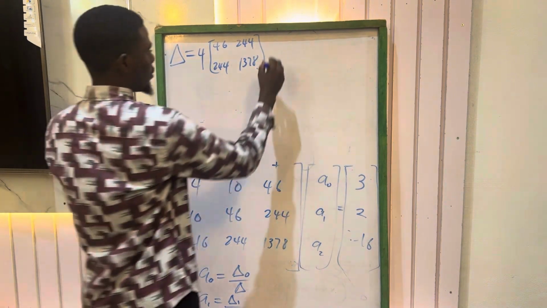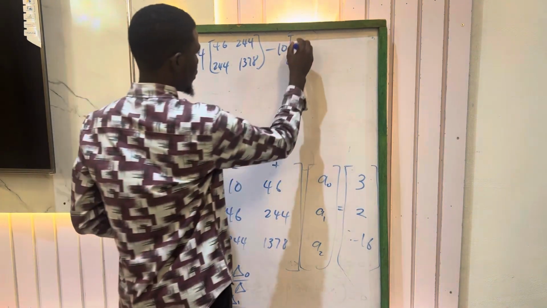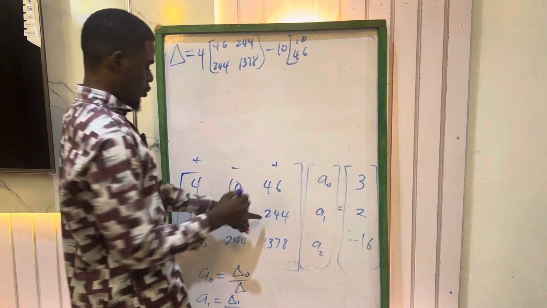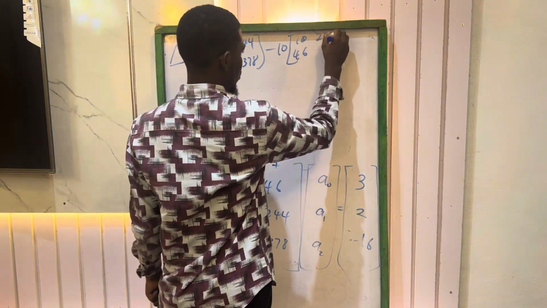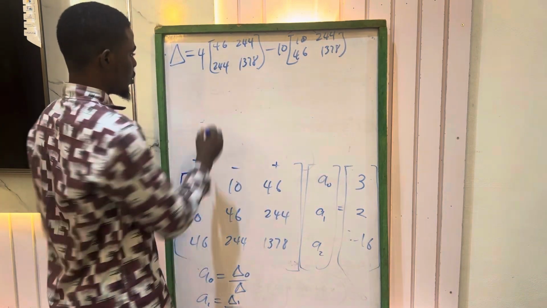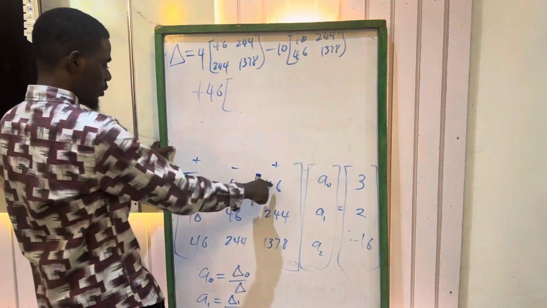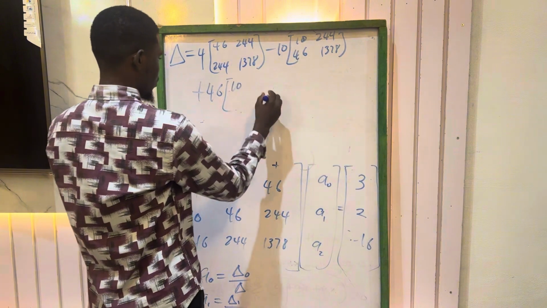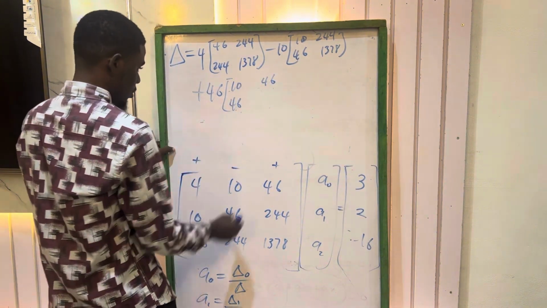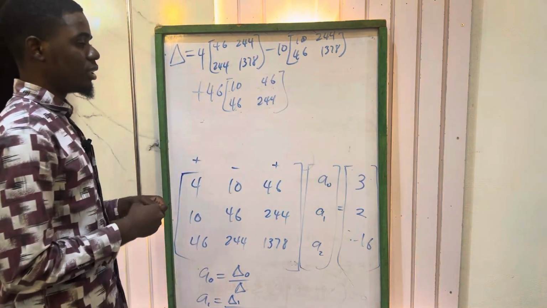Then minus 10, then the determinant of 10, 46, 244, 1378, then plus 46, then the determinant of 10, 46, 46, 244. So this is going to give us the determinant itself.